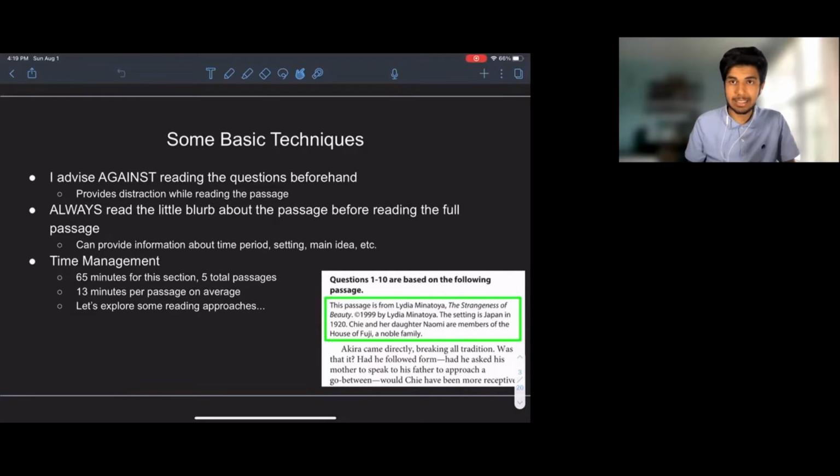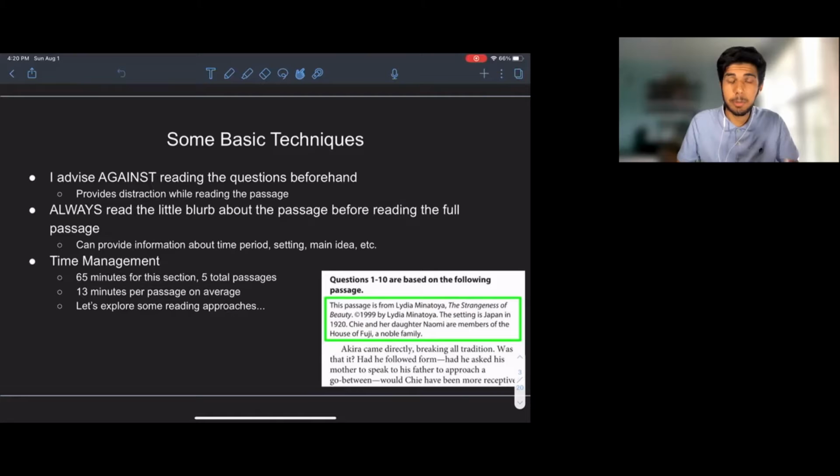We know where the passage comes from. We know the setting of the passage, Japan. We know the time period, 1920s. We're introduced to two characters, and we know a little bit about them, that they're members of this noble family. So I think it's always critical to read this.